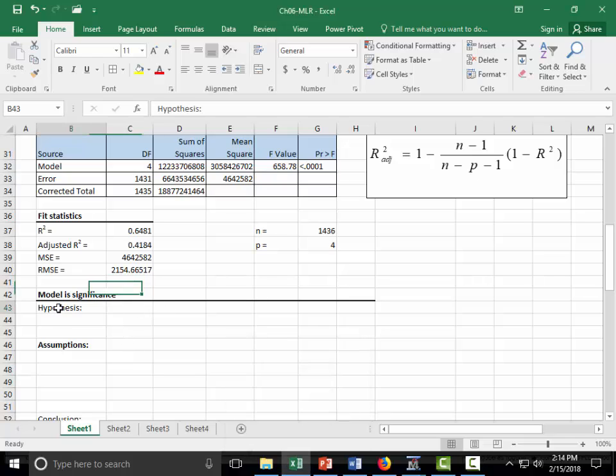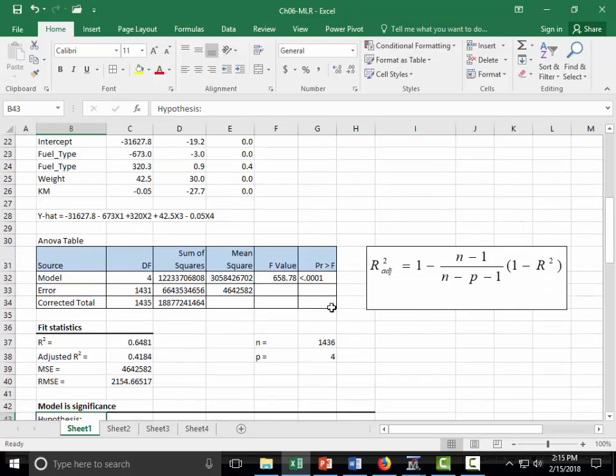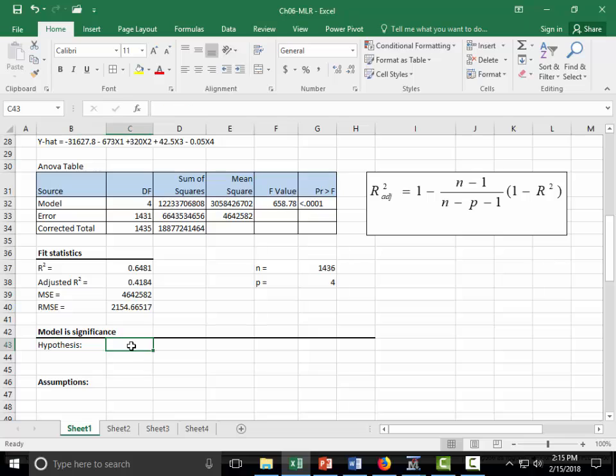Next, let's test for significance. Is the model significant? So here, remember, the model is this. A regression model is considered significant if at least one slope coefficient is different from 0. If all of them are equal to 0, then the model is not significant.